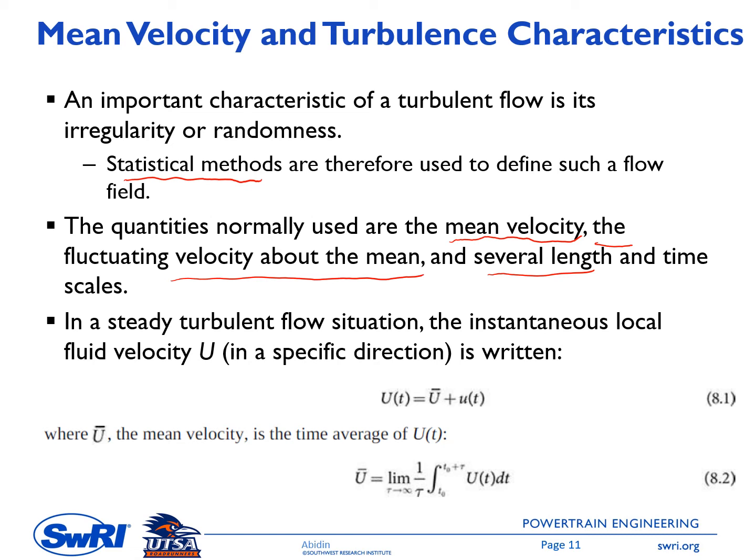In steady turbulent flow, the instantaneous local fluid velocity, U, is represented as the sum of the mean velocity plus the fluctuating velocity. And this is the formula to get the mean velocity. This is the integration from t0 through a certain time interval of U dt, divided by the time interval, and this is taken as the limit as the time approaches infinity.